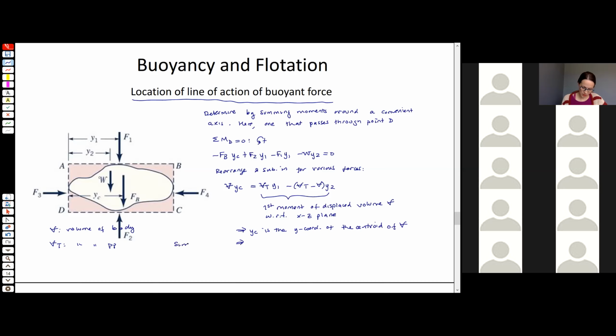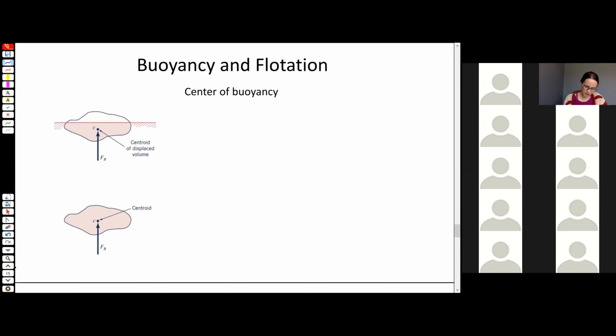Similarly, we can show that X_C is the X coordinate of the centroid of the volume. So the buoyant force acts at the centroid of the displaced volume, the so-called center of buoyancy.